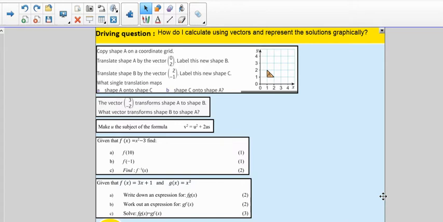And we want to focus on the first half of this unit, which is how do I calculate using vectors and represent the solutions graphically. Now, before we start the lesson, I'd like you to have a go at the first two questions, which is recapping what we did last lesson in Unit 18.1, and then have a go at the three questions below, which is recapping some of the stuff that you've done with Mrs. Stoll on formula and on functions. Okay, pause the video, have a go, and we'll go through the solutions together.